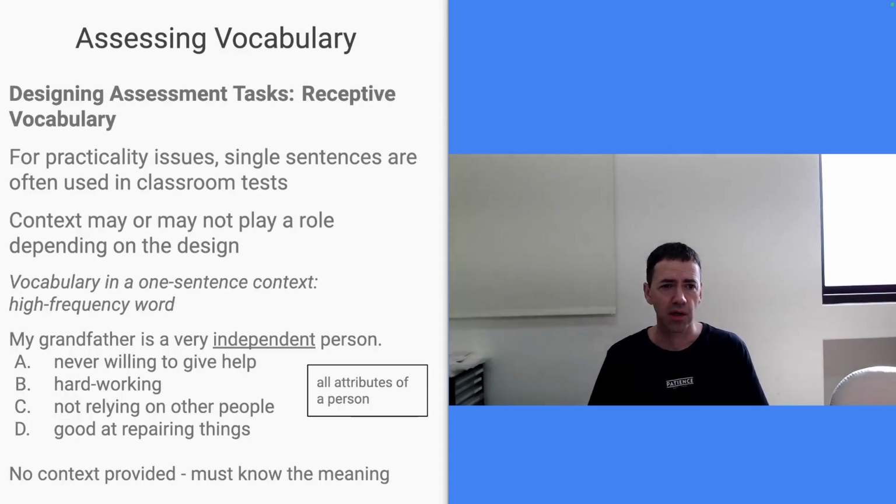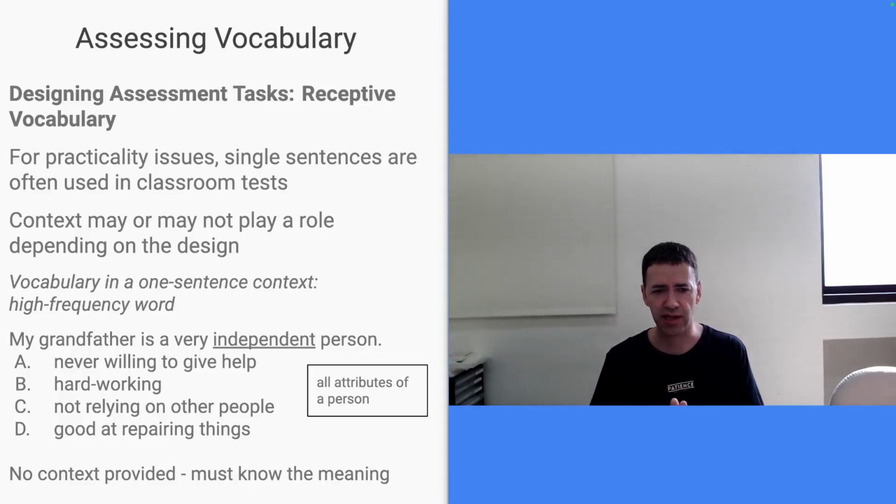Okay. Here we go. Designing assessment tasks, receptive vocabulary. So we're going to do receptive and then productive, and then we'll be done. For practicality reasons, single sentences are often used for these classroom tests. Now, the context may or may not play a role depending on the design. So in this first one, this is called vocabulary in a one-sentence context of a high-frequency word.